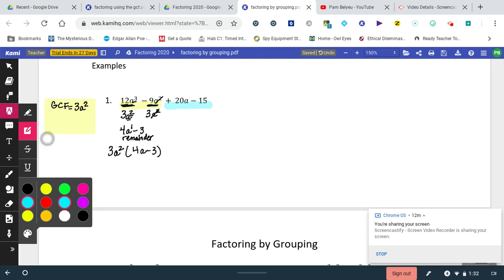Okay, I'm going to do this, just working on the pair in blue. I'm chunking it, just keeping it separate for you because I don't want to confuse anybody. So your GCF.